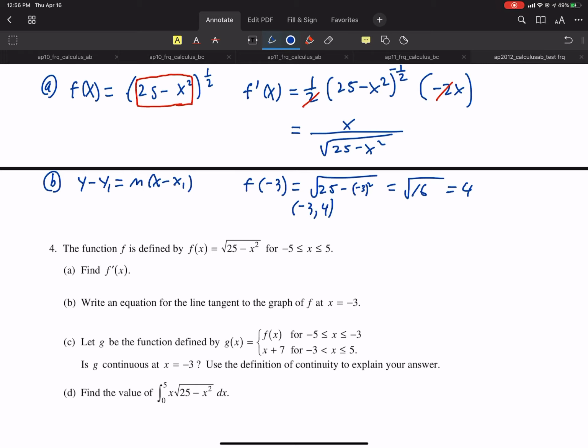Now we need the slope, but we should all know the slope of a tangent line is the derivative. So we need the derivative evaluated at -3, which we found in a previous problem. So we put -3 for x. And we get -3/4. We're pretty much done. I don't know where that negative came from on top. Oh, I do. Wait. X is -3.